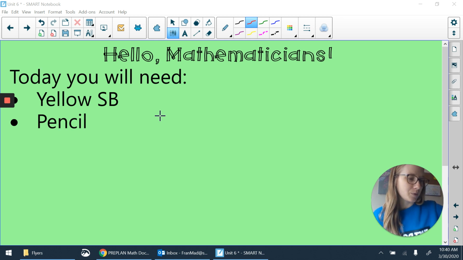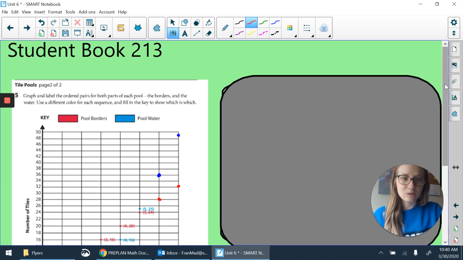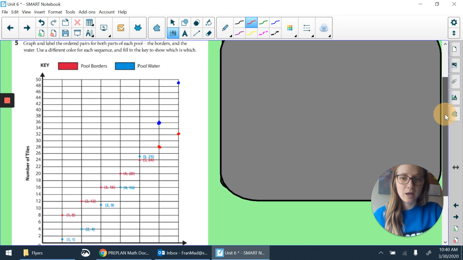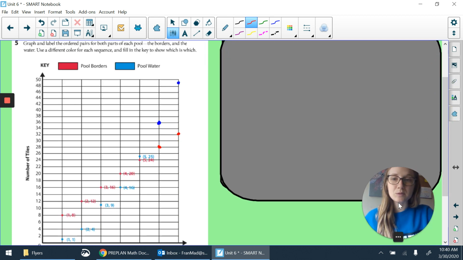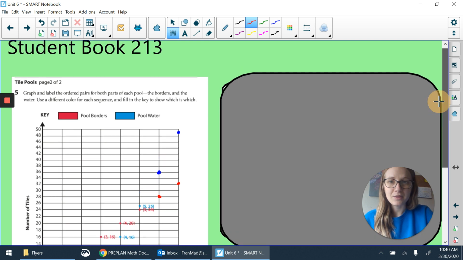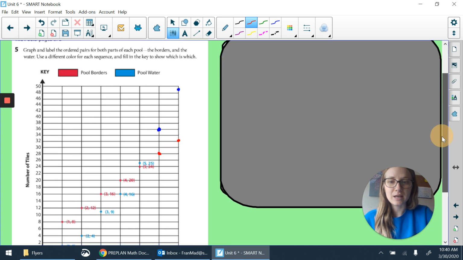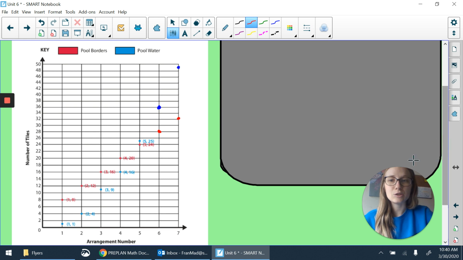Right now in your student book, I would like everyone to turn to page 213, I believe. 213. So this is where we left off before spring break. Remember, we were counting and planning the number of tiles that were going to be in the pool border, so around the pool in gray tiles, as well as the pool water tiles, so those were the white tiles. Looking here on my graph, this was on page 213, where you actually graphed out how many tiles were in each arrangement.